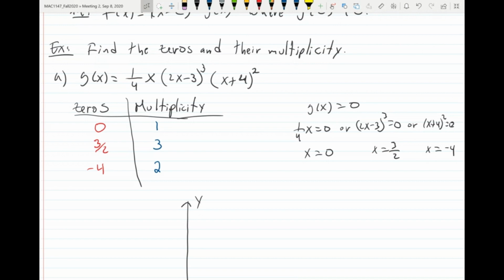Can anybody tell me? What's the degree of this polynomial? Because after all, we need to know what's the end behavior. What's the degree of this polynomial? Okay, so we have 2 candidates. We have 3. We have 5. Anybody else? What's the degree of this polynomial?